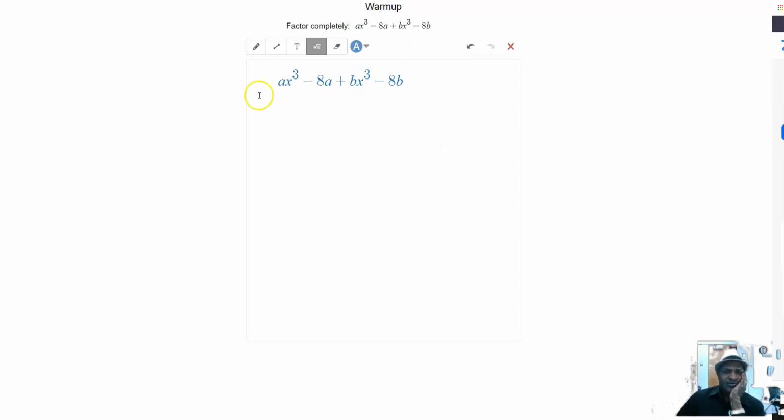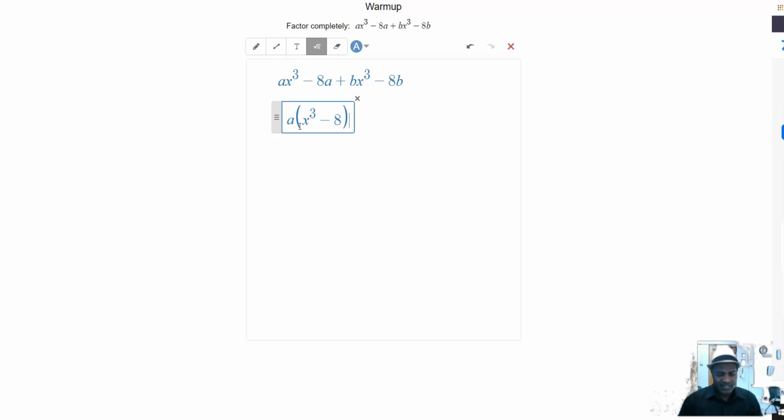Okay, so first thing you want to do is always group this in twos. So let's look at these first two. What do ax cubed minus ax have in common? You should notice that they both have a's. So I'm going to factor that a out. And that's going to leave me with an x cubed minus 8.